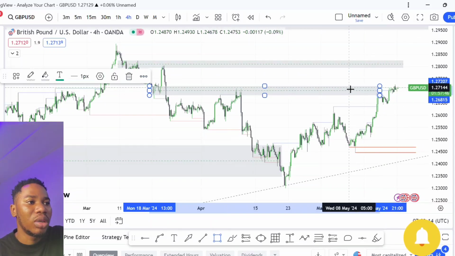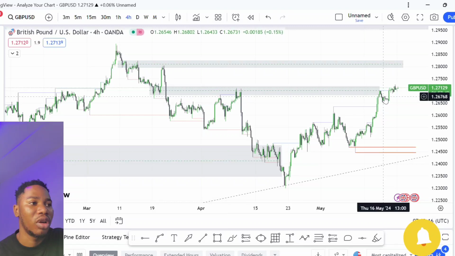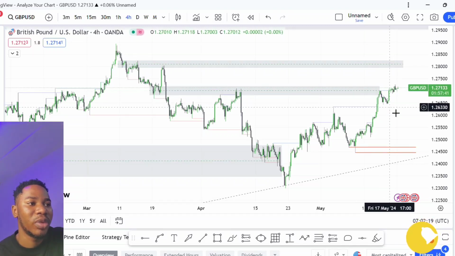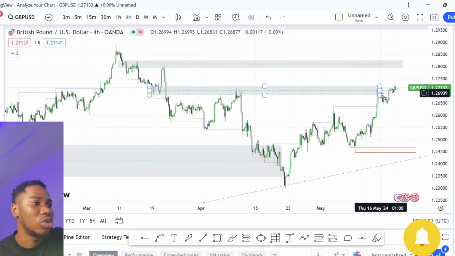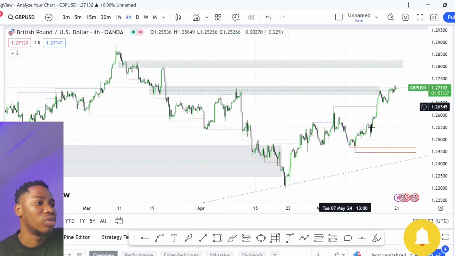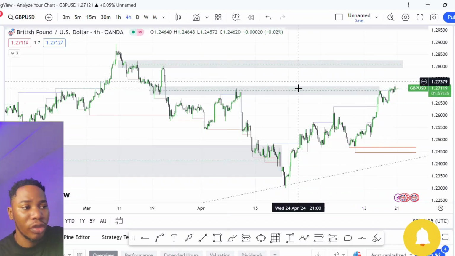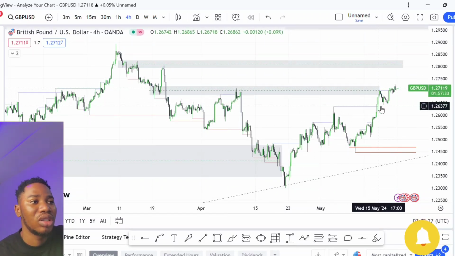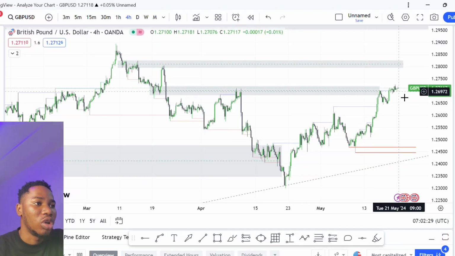Now you can see that price is respecting this low right from here. Yeah, price is obviously respecting this low. So you wouldn't want to, but obviously price took out the high. It's already going up.